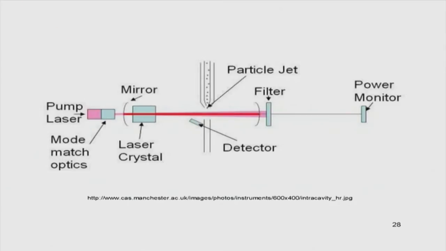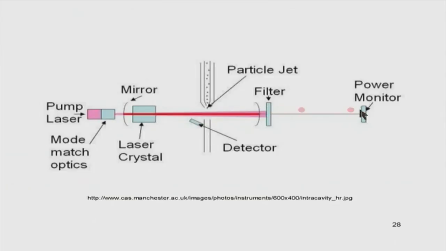This one was just a simple schematic which I had drawn. This is a schematic from a commercial particle counter. This is what it looks like. Same thing. You have some way to generate a laser beam. Particles are coming through a jet over here. They pass through this space.